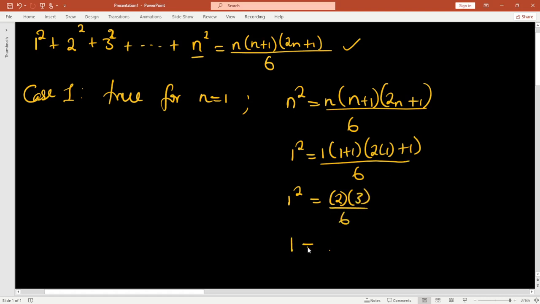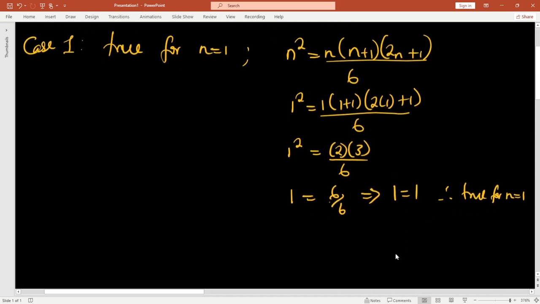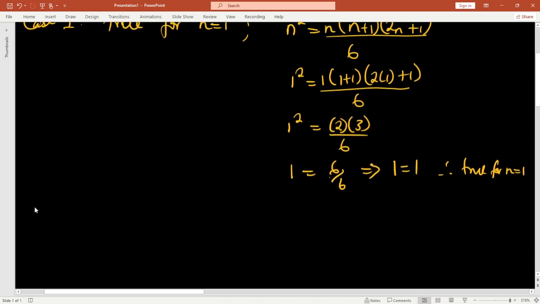So we have 1 is equal to 6 divided by 6. So this will just give us 1 is equal to 1. So therefore, this is true for n equal to 1. Okay. So now, case number 2 is just the inductive hypothesis.